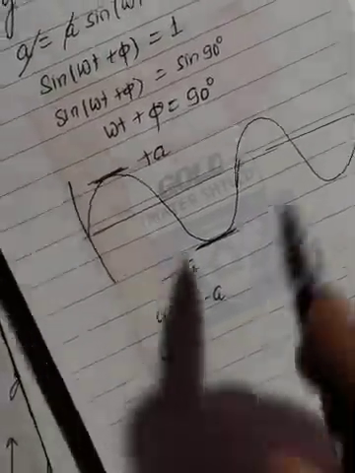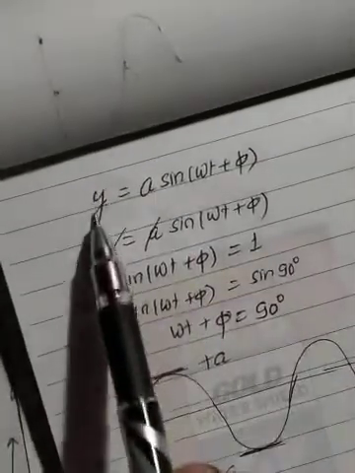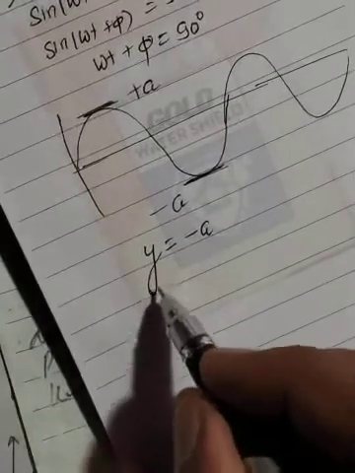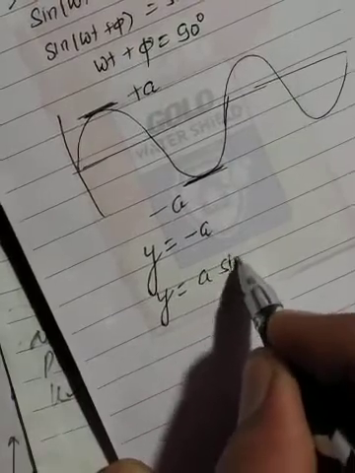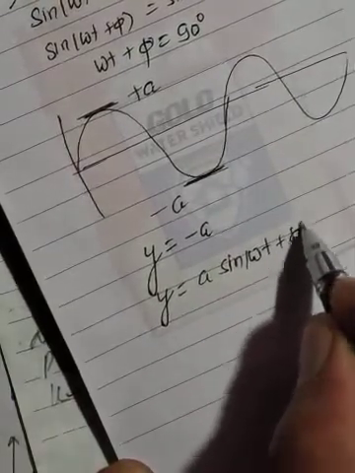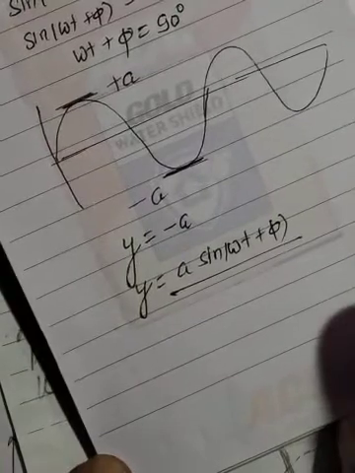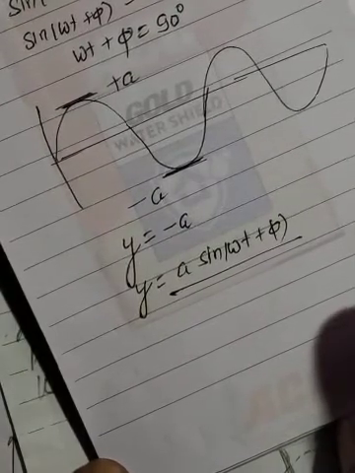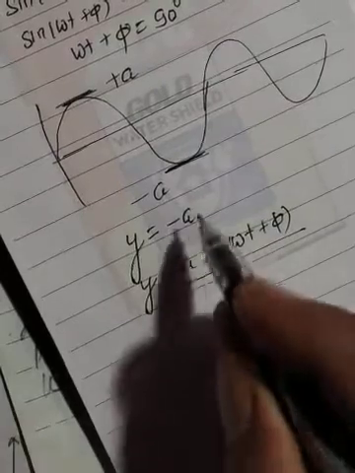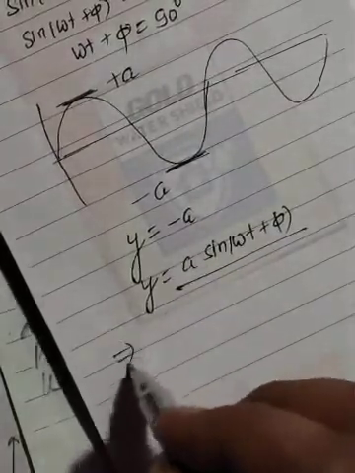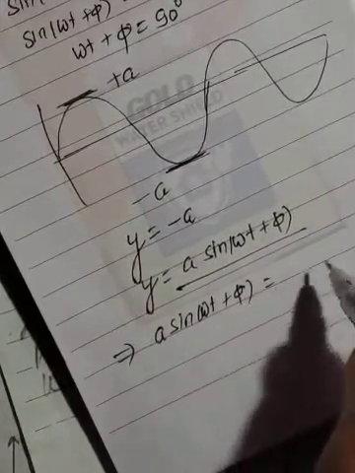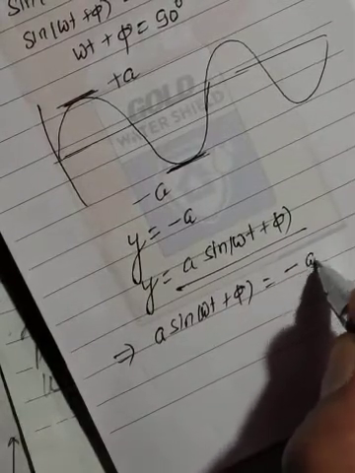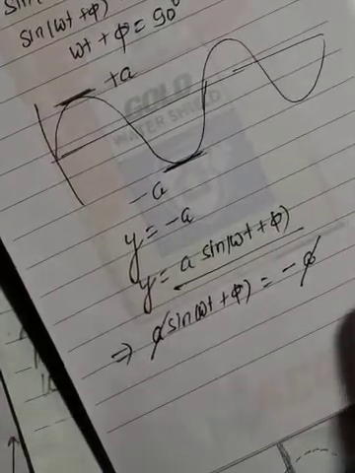Okay. Then use this equation, y is equal to a sine omega t plus phi. So you can say y is equal to minus a, and y is also equal to a sine omega t plus phi. This is the equation which represents the displacement of a particle which is performing SHM. Then according to these two equations, we have a sine omega t plus phi is equal to minus a, and this a will cancel.